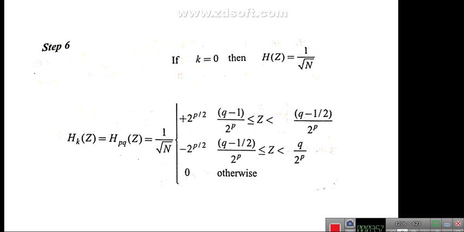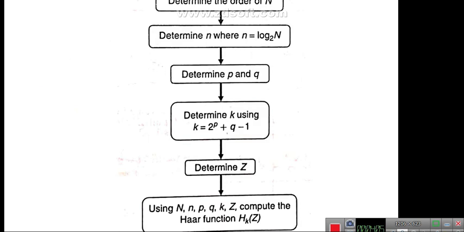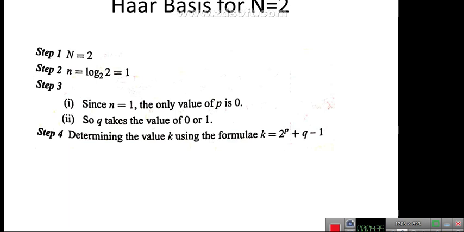Otherwise the magnitude is minus 2 power p by 2. So here (q minus 1) by 2 power p is less than z less than q by 2 power p, and 0 otherwise. Okay. So this is the flow of determining the Haar basis. First determine the order n, and determine small n where small n is equal to log base 2 of n. Determine p and q, and determine k using k equal to 2 power p plus q minus 1, and determine z. So using order n, we obtain small n, p, q, k and z. From this we can compute the Haar function hk of z.